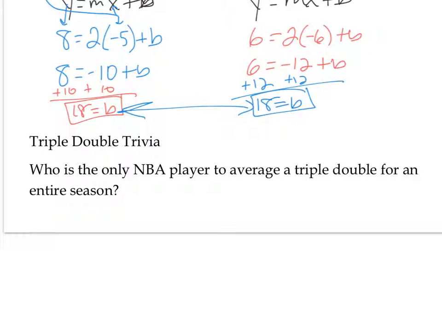All right, let's take some break for triple-double trivia. Who's the only NBA player to average a triple-double for an entire season? Right now it's pretty amazing when a guy gets a triple-double in one game. That's a big accomplishment. Can you imagine doing that game after game after game, averaging a triple-double for an entire 82-game season? That's a pretty remarkable feat.